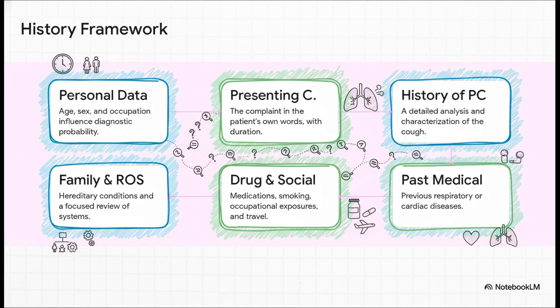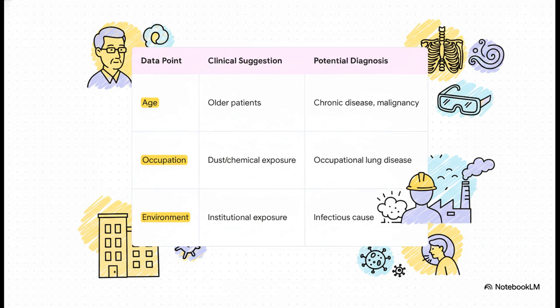Let's walk through how each of these components logically builds on the one before it, letting you construct a really coherent clinical picture. Now, what's so cool about this is how the most basic info immediately starts pointing you in certain directions, right? An older patient with a brand new cough, malignancy has to be on your list. A patient who works with stone dust, you've got to think about silicosis. Someone living in a care home, well, you're leaning towards an infectious cause. See? You're already building your differential diagnosis from the very first sentence.